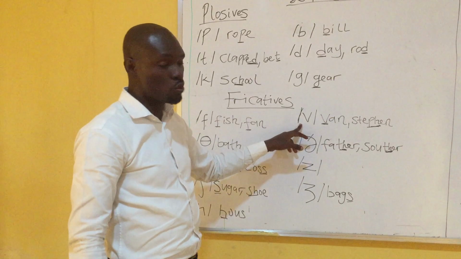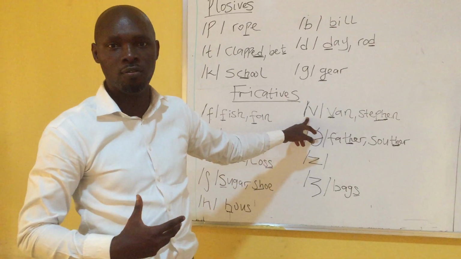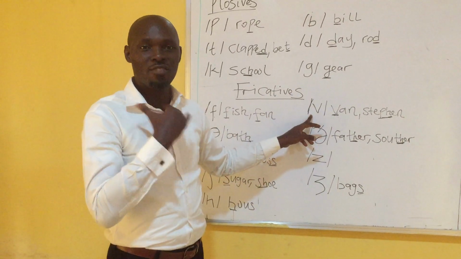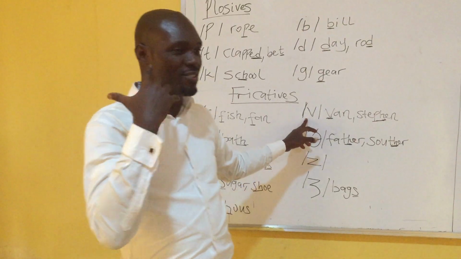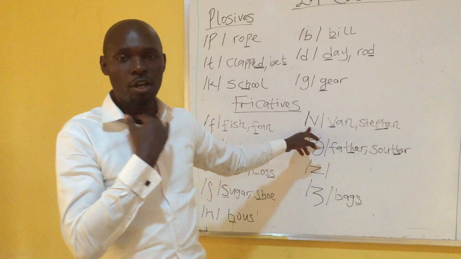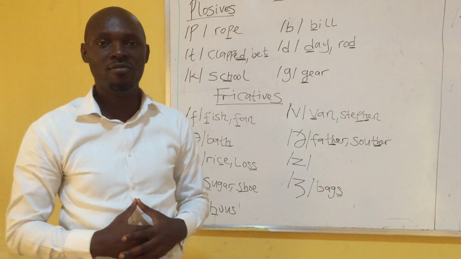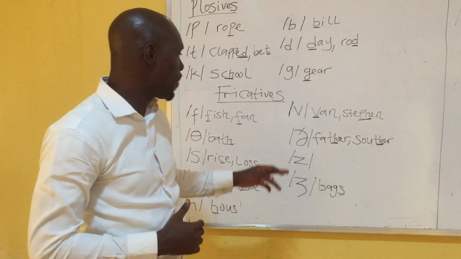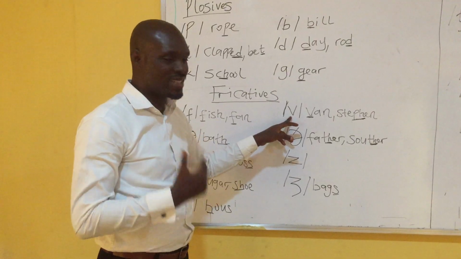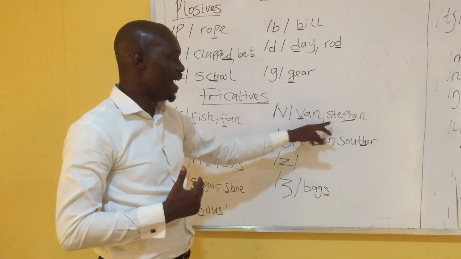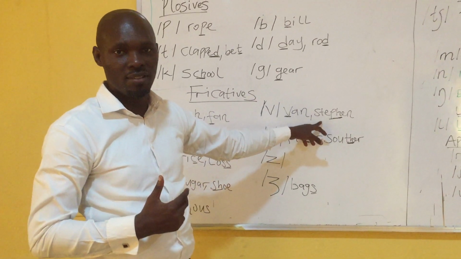Then we'll move on to the next one, which is v, that's a voiced consonant sound. You can feel it, and if you touch your neck region, you can also feel the vibration. So it is pronounced as v, and we can find the sound in van and Stephen.